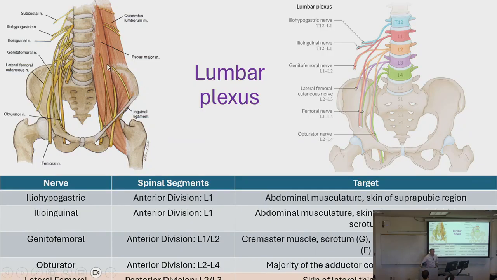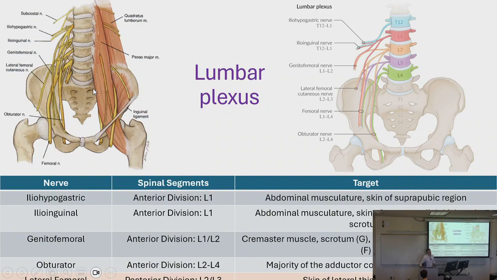Okay, over here coming, so this is behind the psoas coming across. This is the iliacus muscle, don't worry about it. It's coming across, and it's going to go down towards the thigh. Lateral thigh is going to be, so this one's going to be your lateral cutaneous femoral nerve. Okay, lateral cutaneous femoral. Spinal segments L2 and L3.